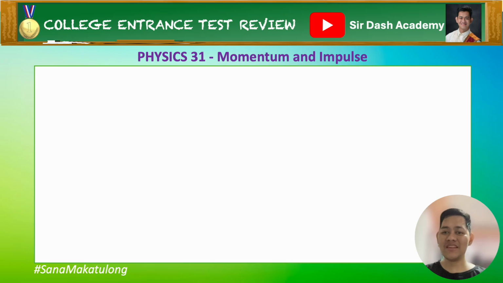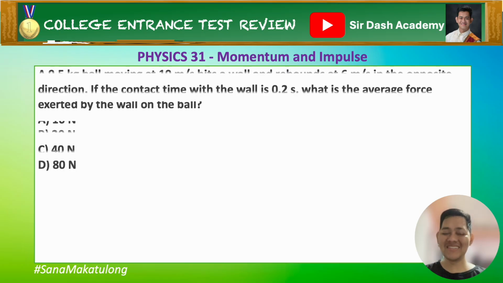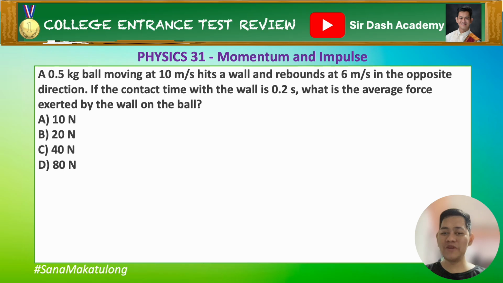Physics 31. Momentum and Impulse. A 0.5 kilogram ball moving at 10 meters per second hits a wall and rebounds at 6 meters per second in the opposite direction. If the contact time with the wall is 0.2 seconds, what is the average force exerted by the wall on the ball? A. 10 newtons, B. 20 newtons, C. 40 newtons, or D. 80 newtons.